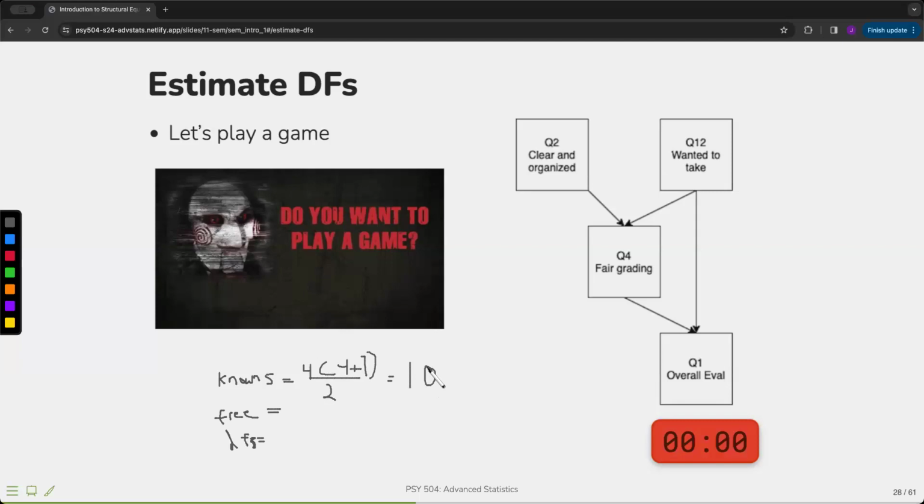So I like to break this up by looking at the regression paths, then the covariances, the variances, and disturbances. Do you know how many? Okay, those 4 regression paths. So there's 4 regression paths, right? Okay. So what about covariances?